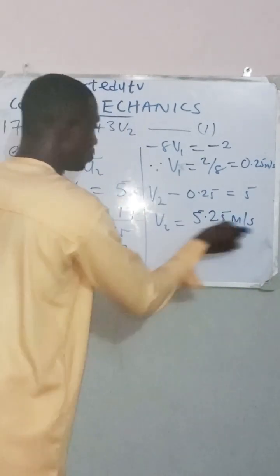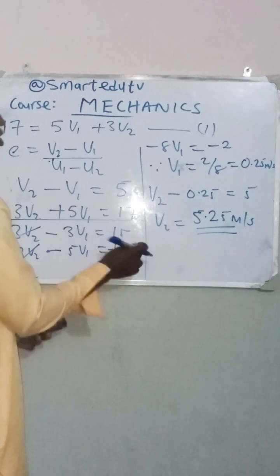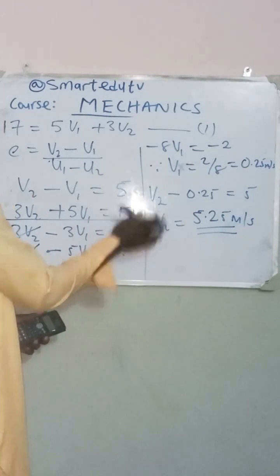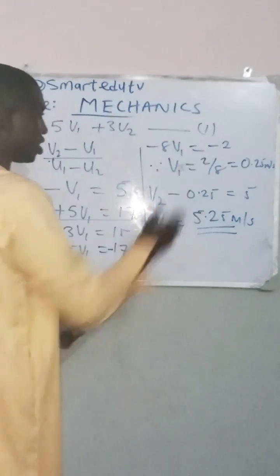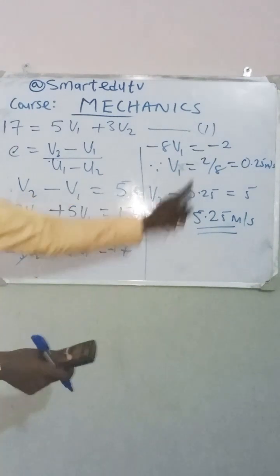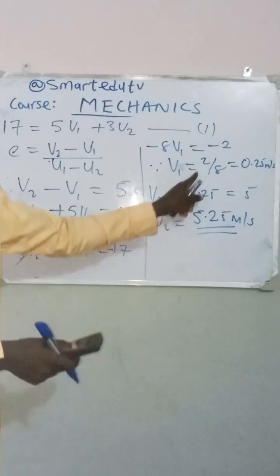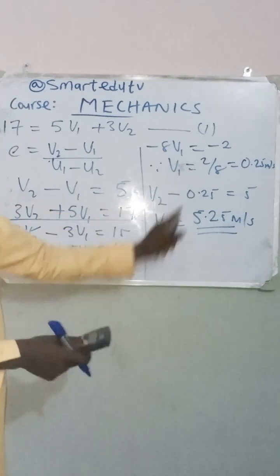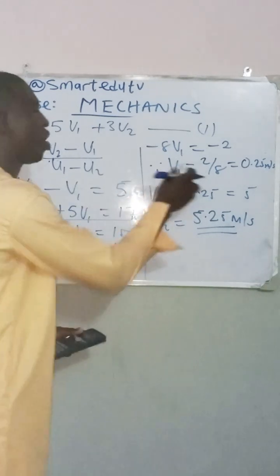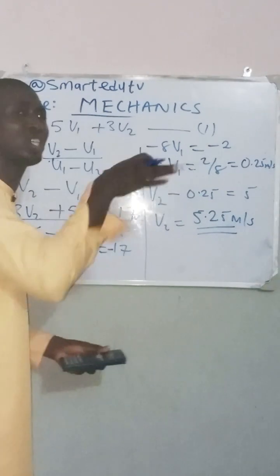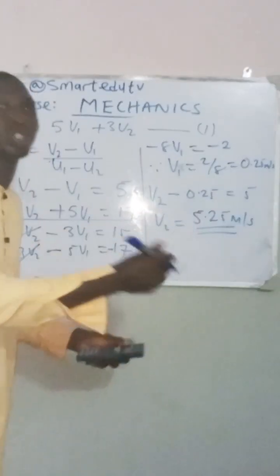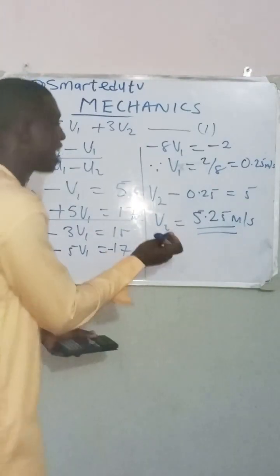So these are the final speeds for the colliding bodies, for this V2 and this V1. What do we notice? We notice that the results are both positive. Since the results are both positive, it means the direction that we have assumed is actually correct.